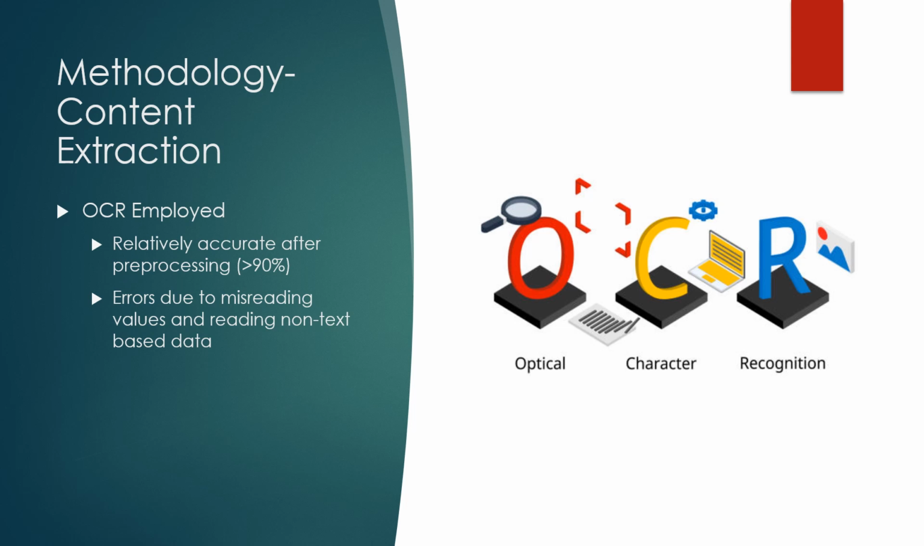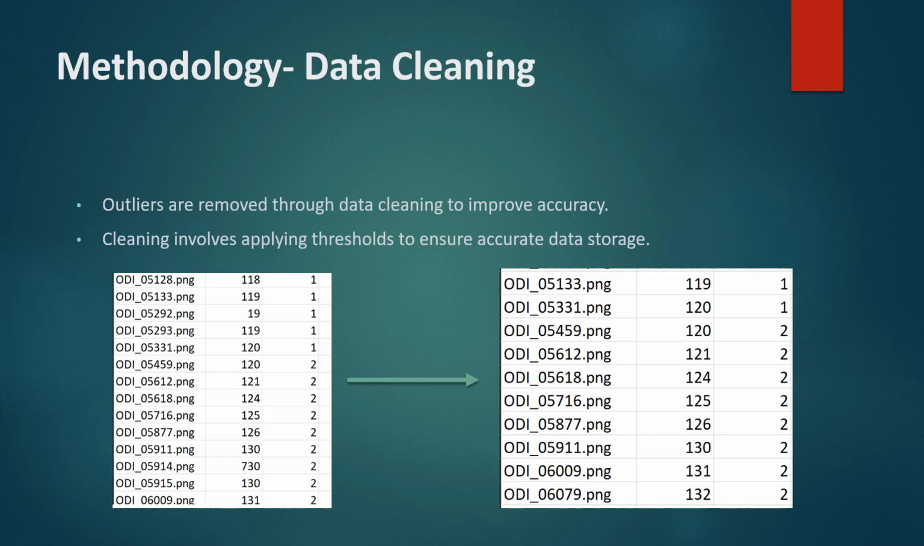The data obtained was stored in a .csv file containing the frame name, number of runs, and number of wickets. This stage attempts to correct similar errors by applying thresholds to ensure that all outliers are removed. We can now observe the result of cleaning the raw data.